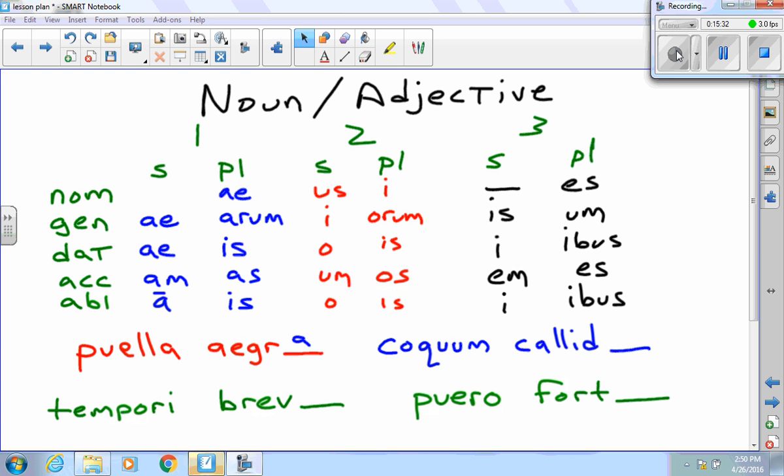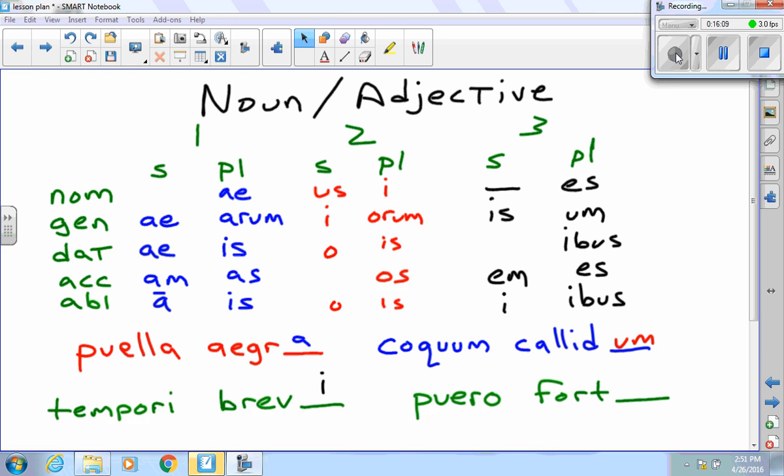Next, I have coquum calidus. I'm missing an ending here. I know that calidus is a first or a second. Coquum, that looks accusative singular to me, so I'm going to give it that um. I know that coquus is a second declension noun, so I'm going to give it a second declension adjective ending because calidus belongs to the second declension adjectives. Here I have tempori and brev, blank. Brevis is a third declension adjective. Tempori is dative and singular, so I'm going to give it this dative, singular, third declension ending, brevi.